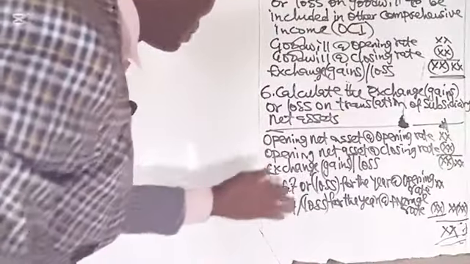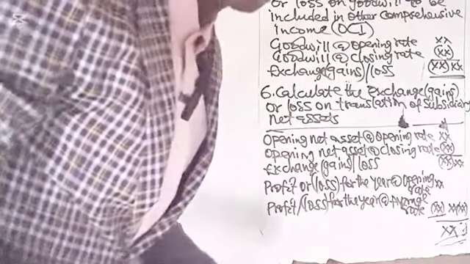Exchange gains on translation of goodwill and exchange gains on translation of subsidiary net assets will be included in other comprehensive income. These are the steps you need to follow when you are preparing the consolidated statement of profit or loss of a foreign subsidiary.